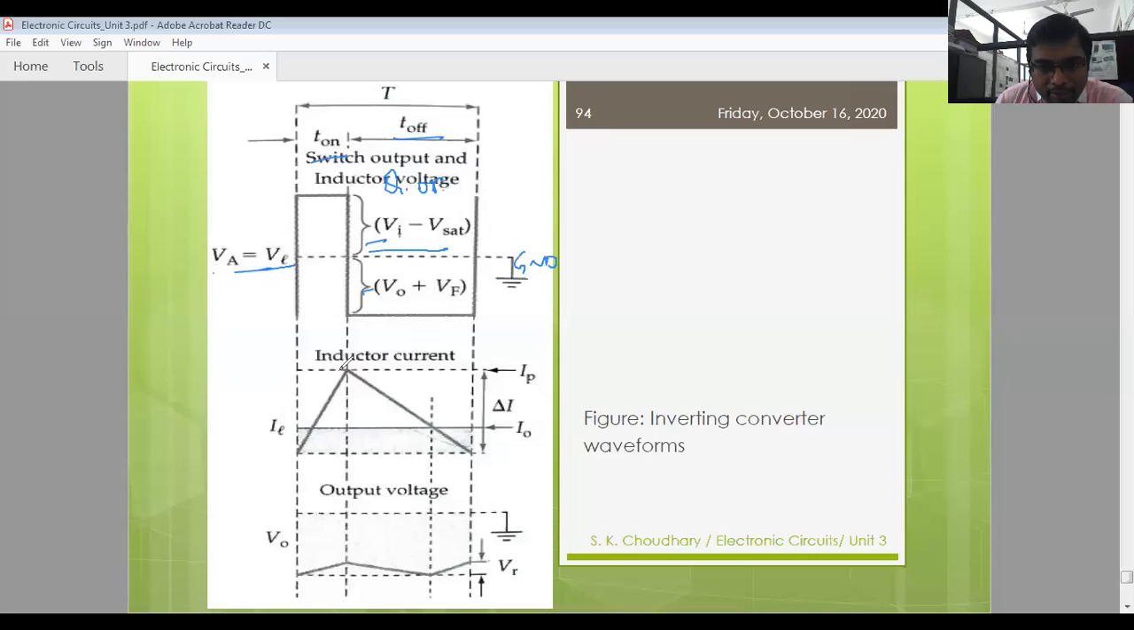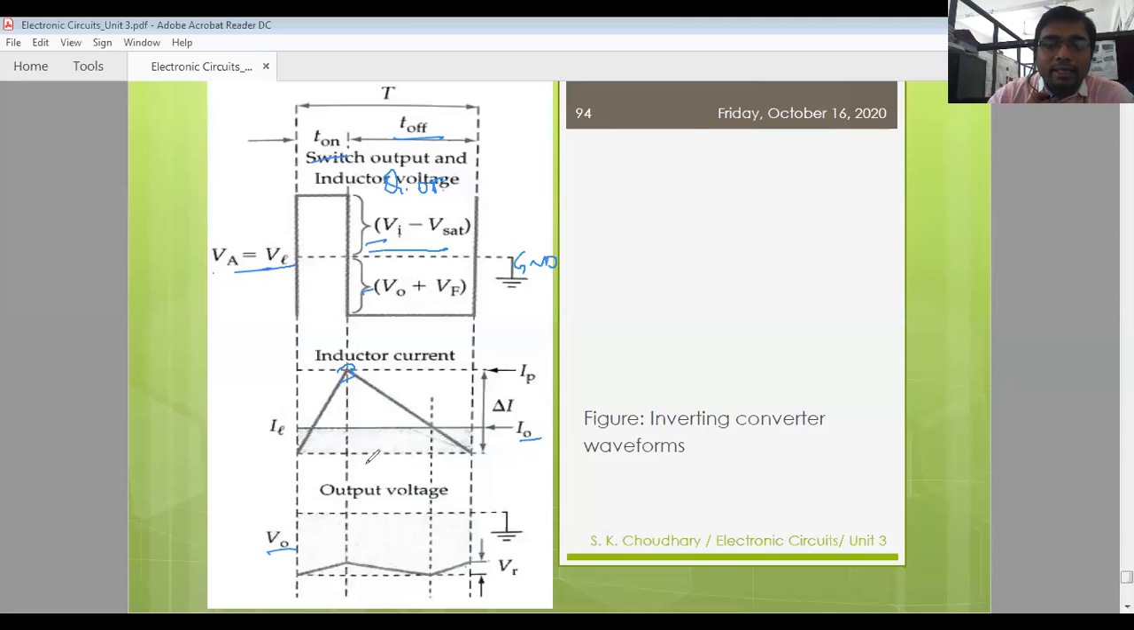At that moment, your inductor current starts to decrease because it is now discharging, and your capacitor starts charging, and because of this discharging current it is also driving the load. You can see that while IL exceeds I0, it is decreasing, and when it goes below I0, it starts increasing the output voltage again. So this is all about this particular inverting converter.